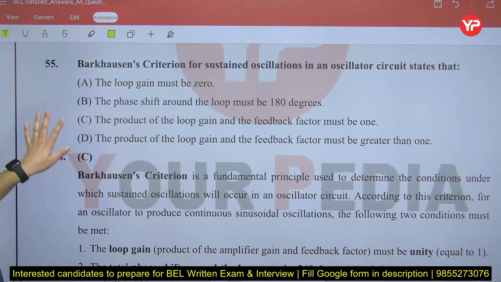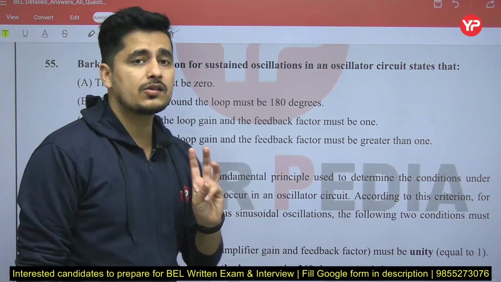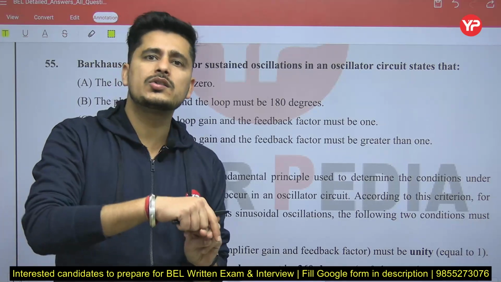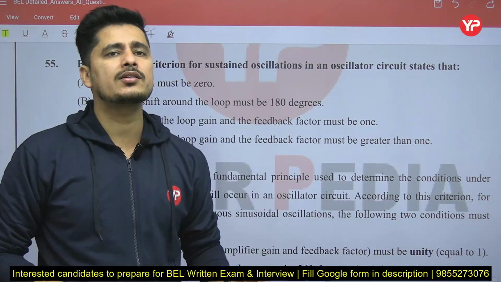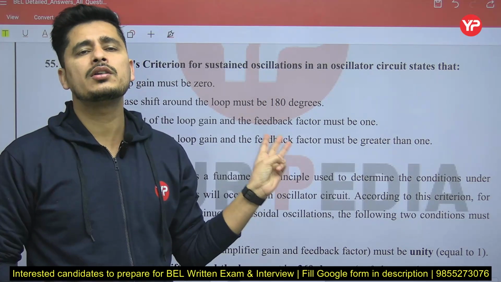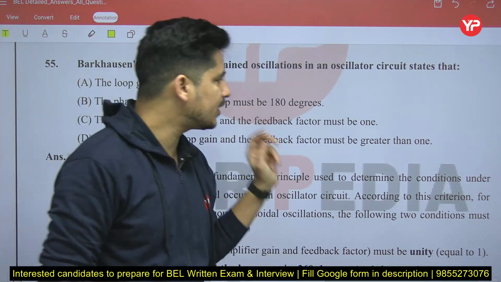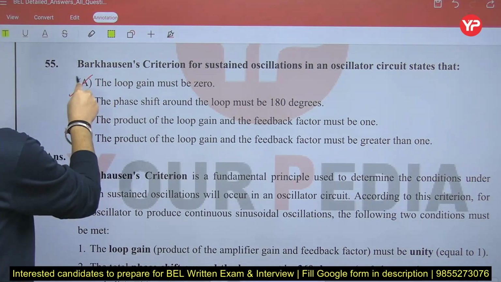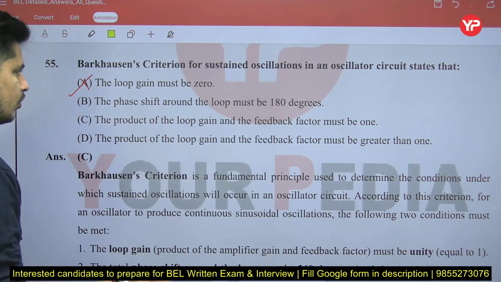Barkhausen criteria. See, what you are seeing here, there are three questions on the same concept: oscillator, oscillator, oscillator. In the starting, he will ask, second question, the phase shift around the loop. Third is Barkhausen. So he directly asks what is the Barkhausen criteria? The loop gain must be 0. No. Loop gain should be 1. That is the Barkhausen criteria I already discussed with you.